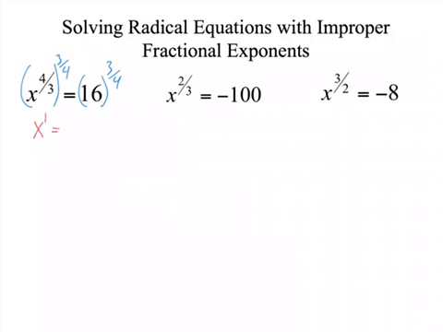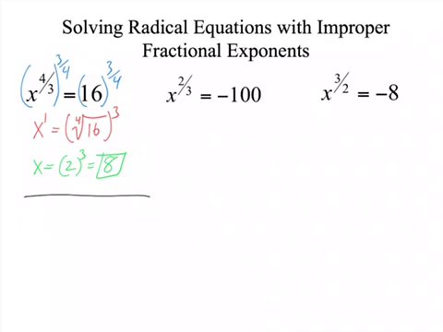And here, can't you write this as a radical now? The 4 is the 4th root, and the 3 goes on the outside. Which, if you clean that up, we have x equals, the 4th root of 16 is 2, and 2 cubed is 8. So there is my answer. But you want to check. Just in case, you want to check.